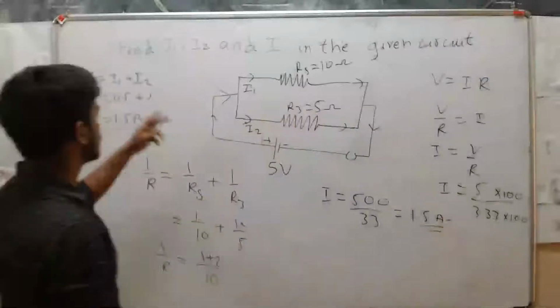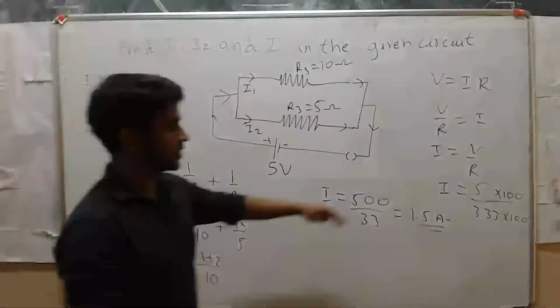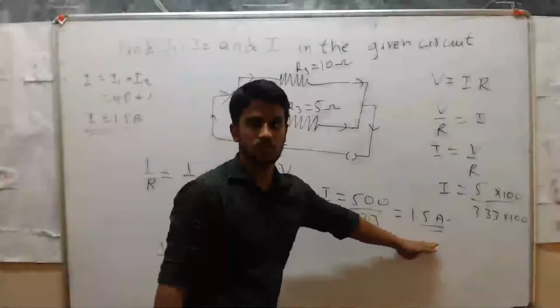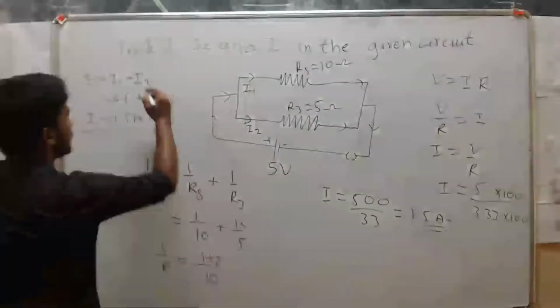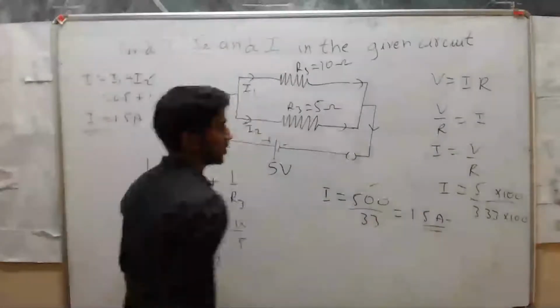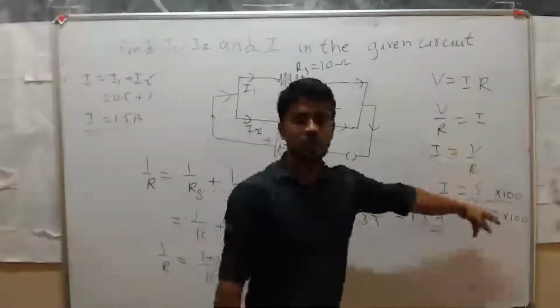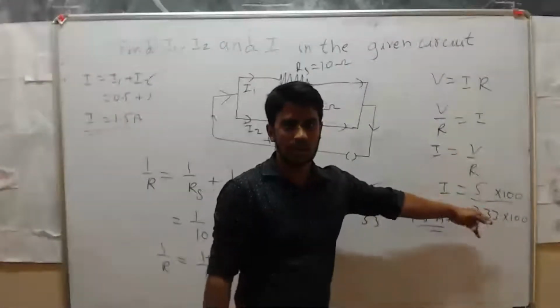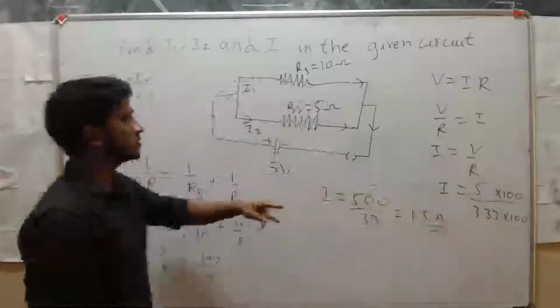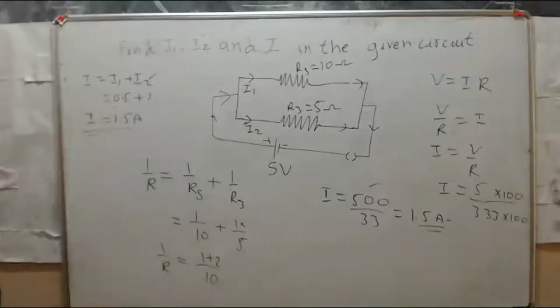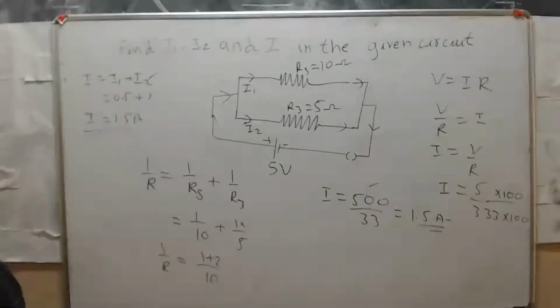See, here we have used this formula and here we have used this formula, but the final answer is same. For current you can use either this one or this one, but if you use this one, there is one more extra step. Time is very precious, so that's why we go with this one. Okay, next one.